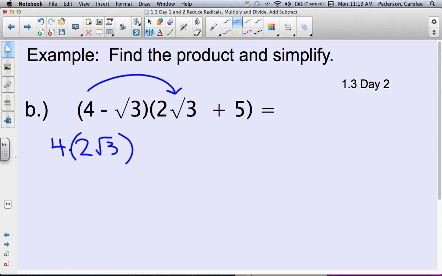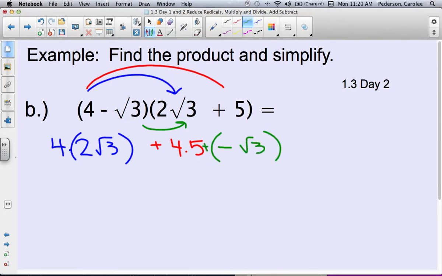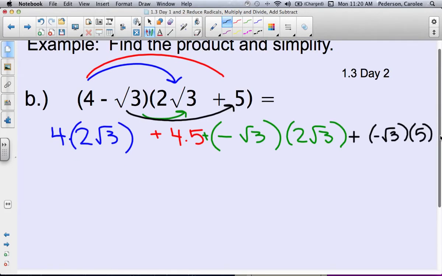Outside. 4 times 5. Inside, negative square root of 3 times 2 square roots of 3, and then last. Negative square root of 3 times 5.